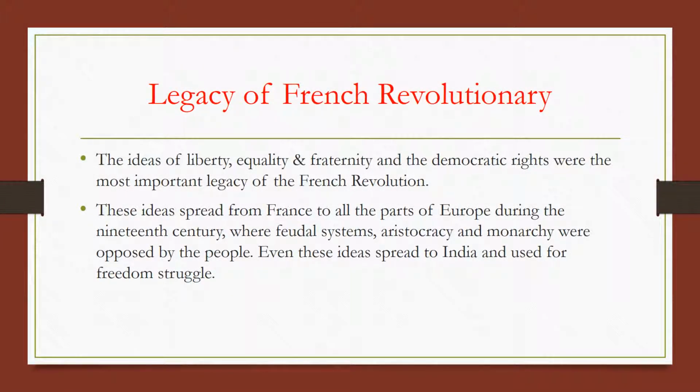The ideas of liberty, equality and fraternity and the democratic rights were the most important legacy of the French Revolution. These ideas spread from France to all parts of Europe during the 19th century, where feudal systems, aristocracy and monarchy were opposed by the people. These ideas even spread to India and were used in the freedom struggle.